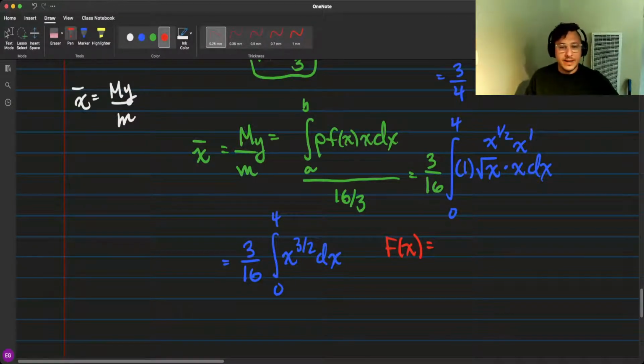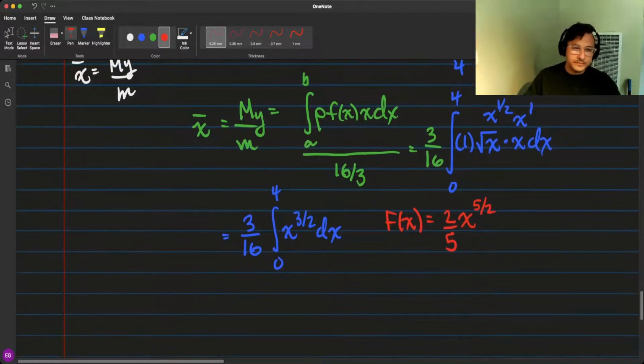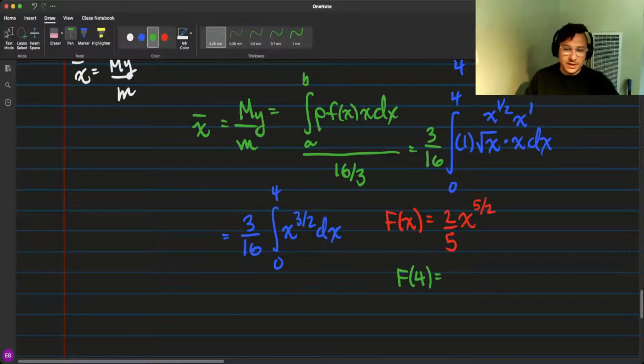Okay, and then we can calculate the antiderivative. If our function is x to the 3/2, what's our antiderivative going to be? Well, it's going to be x to the 5/2 times 2/5. Cool. So we have to calculate F of 4, so you're going to get 2/5 times 4 to the 5 halves. F of 0 is not going to give you anything.